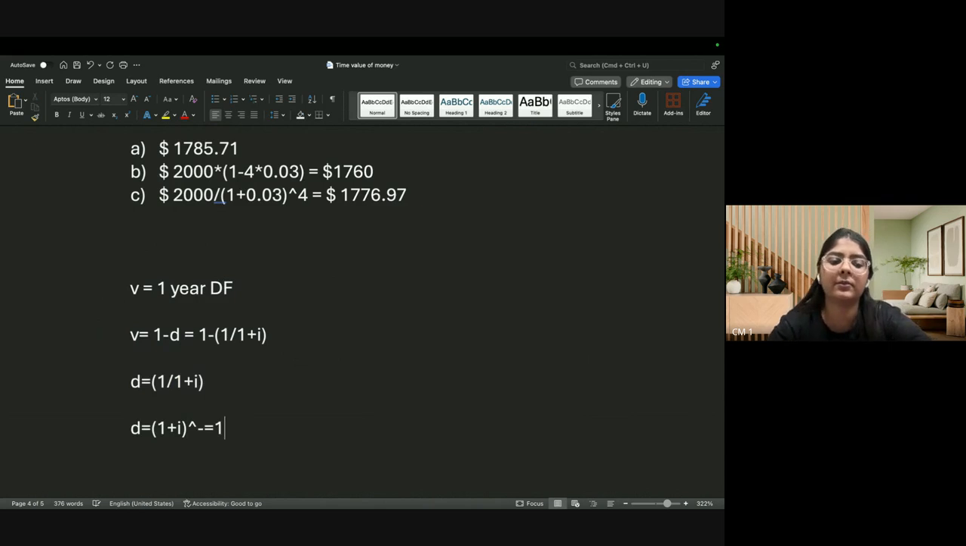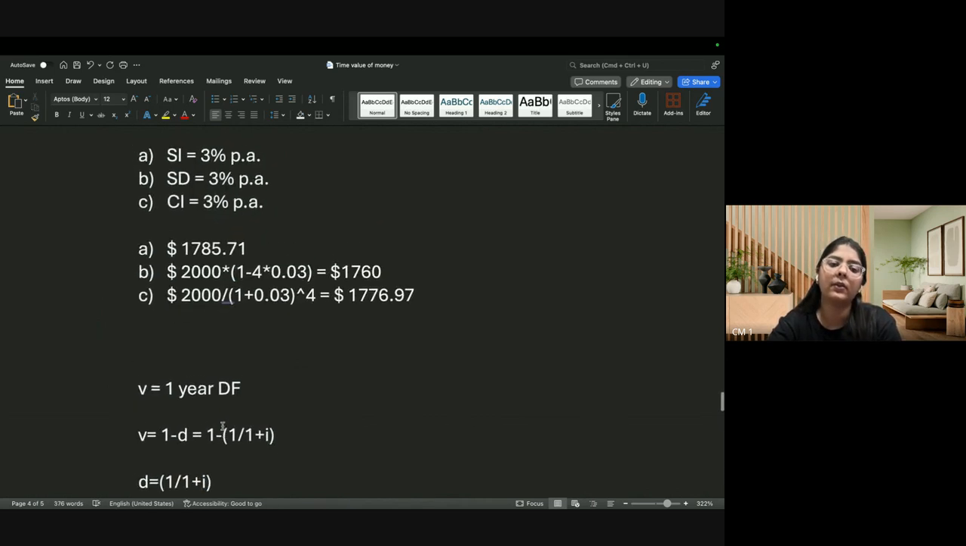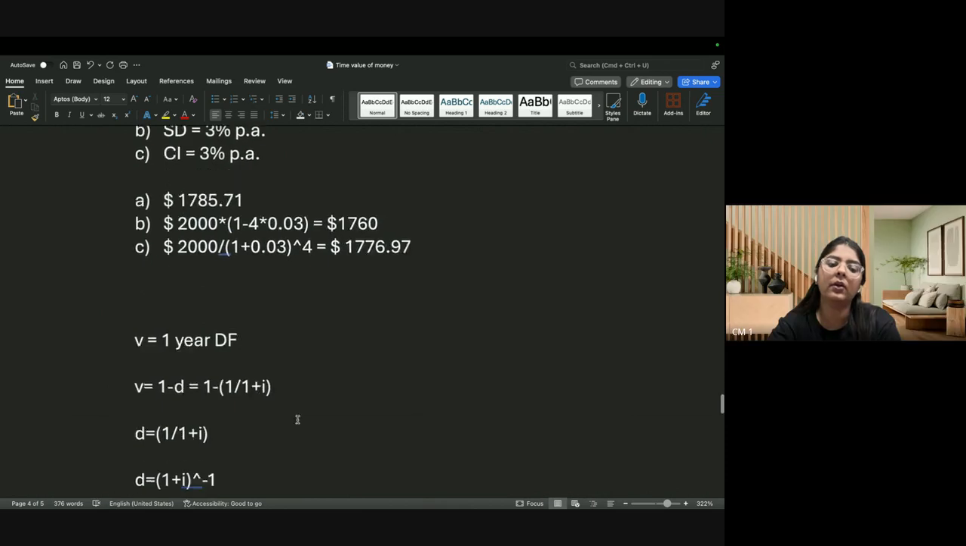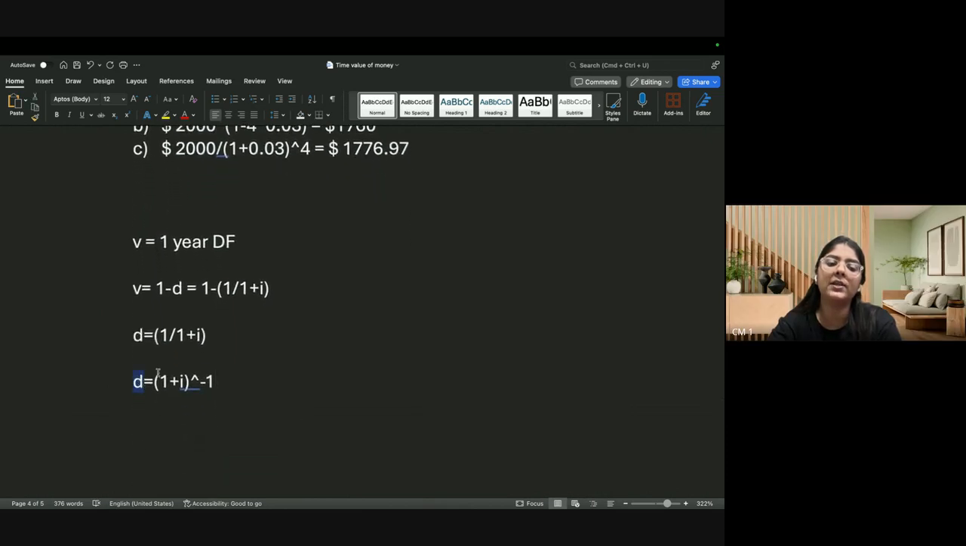We have been doing this. When we have to discount using a rate of interest, we just raise it to a negative power. We have done this here. So it is the same thing. V is 1 plus I raised to the power minus 1, which can be written as 1 by 1 plus I if you bring this down to the denominator. So 1 minus D can be written as 1 minus 1 by 1 plus I.